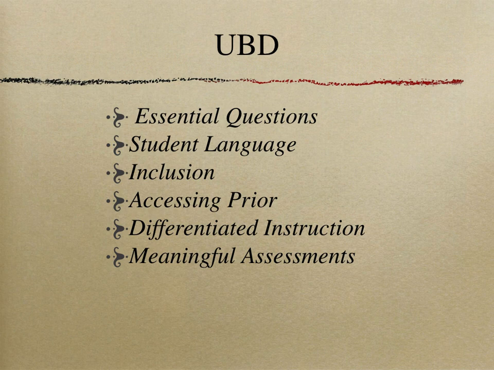So understanding by design is using those essential objectives, ELOs, SLOs, whatever you want to call them, and making sure that they are evident to your students, that they are written in student language so that the students can understand what is expected of them, what they should be learning, and what they should know by the end of the lesson or unit. It's about inclusion, making sure that all students are able to access that information and learn. It's about accessing prior knowledge, using differentiated instruction, and having meaningful assessments.